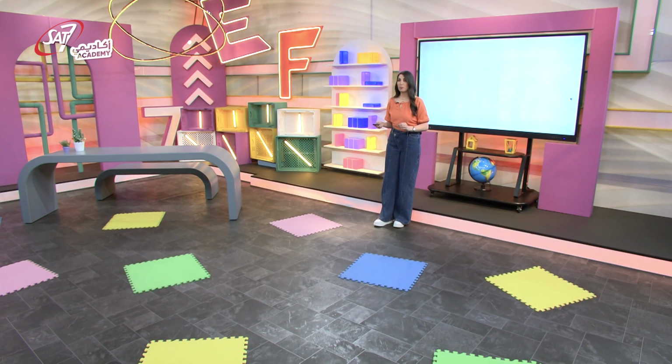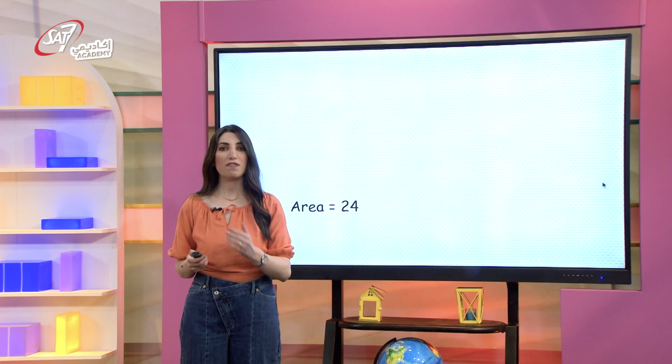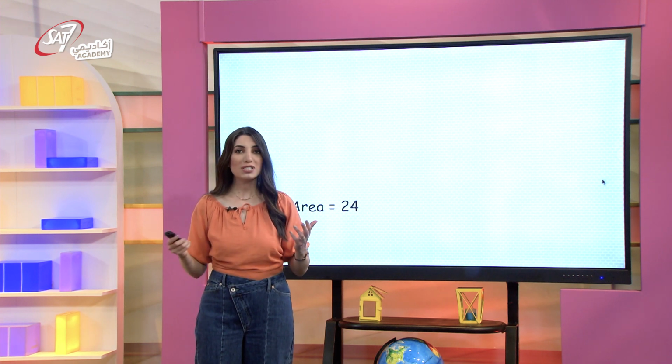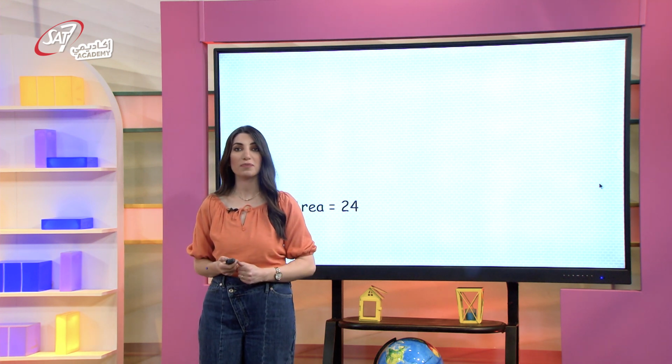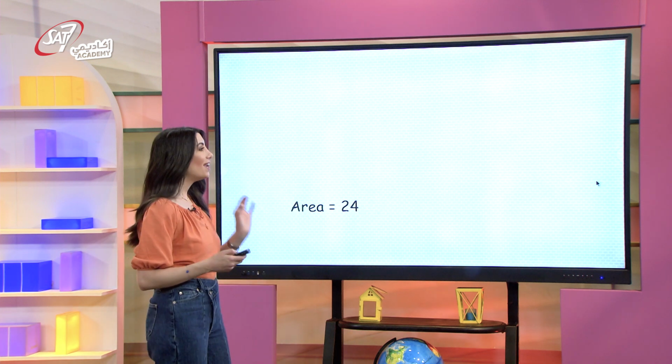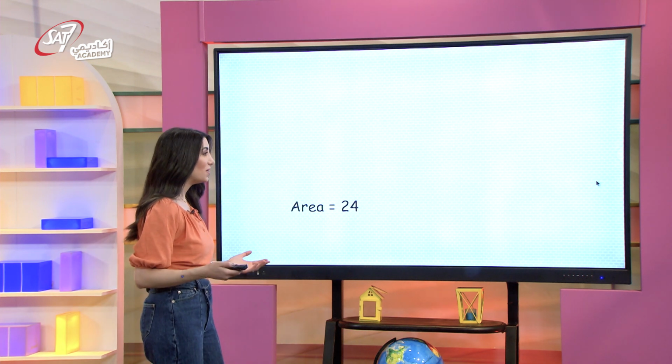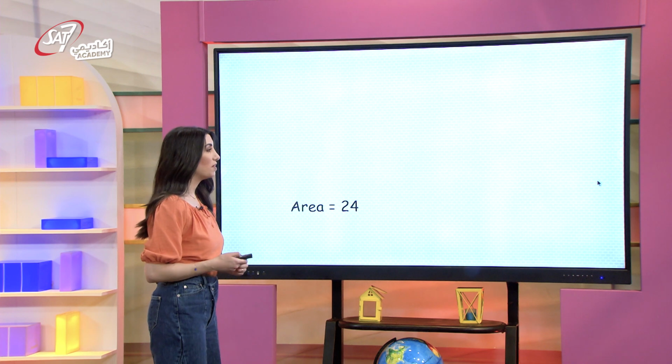The area of a room is 24 square meters. What is the length and the width of that room? What possible answers can you think of? We know that area equals length times width. If area equals 24, what two numbers, if multiplied together, would give 24 as an answer?